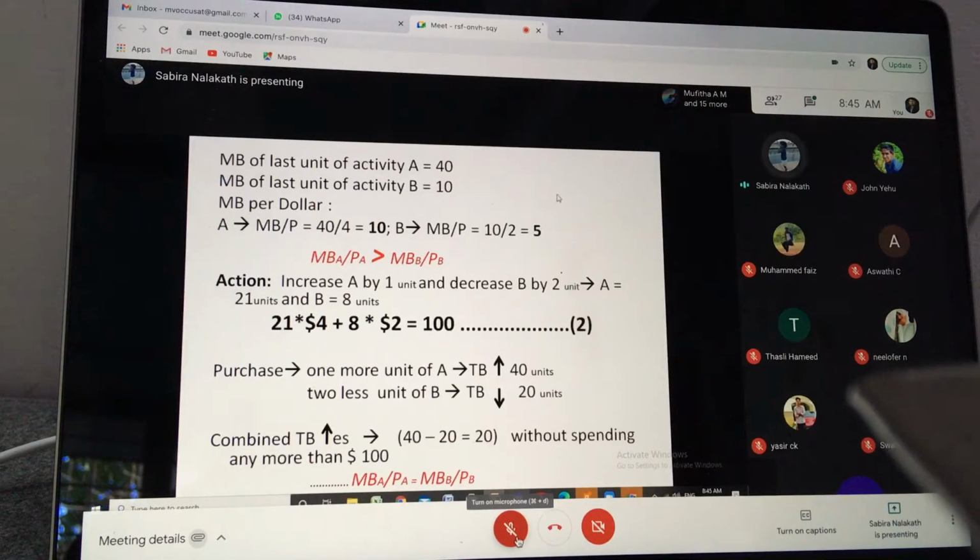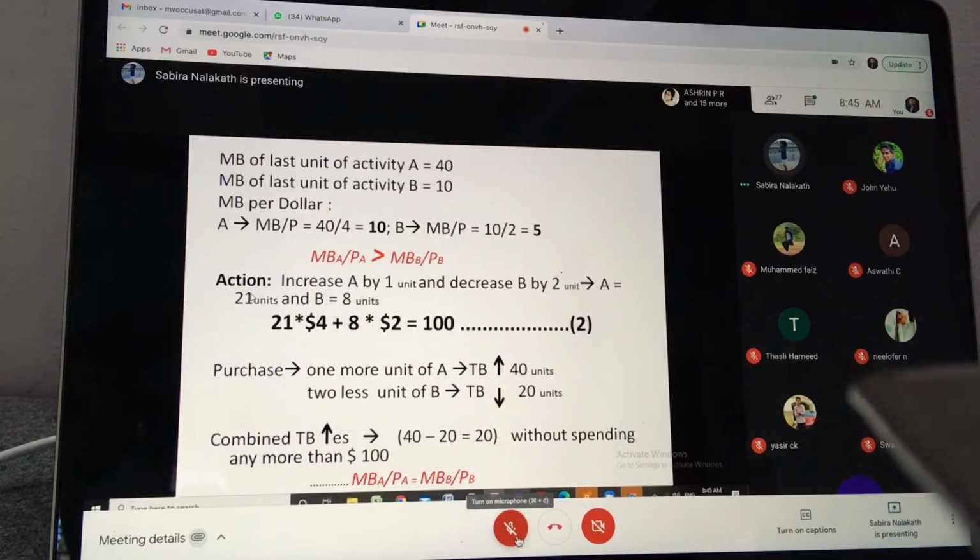So here he has to take some action, that is the maximization. Under constraint maximization, the optimal decision is reached when the marginal benefit of A by PA is equal to the marginal benefit of B by PB. There should be some equation between them. So he has to take one action, and suppose he takes an action like increasing activity A by 1 unit and decreasing activity B by 2 units.